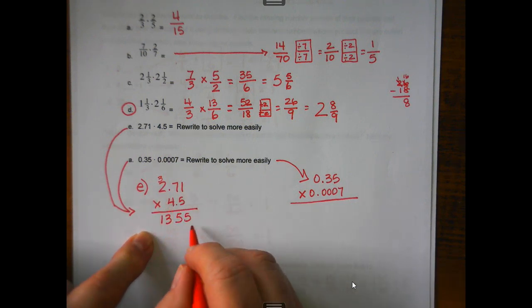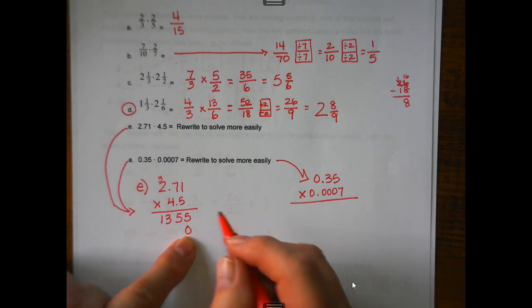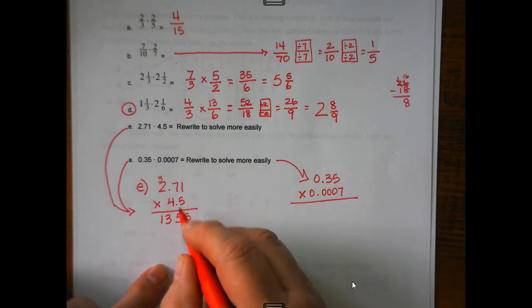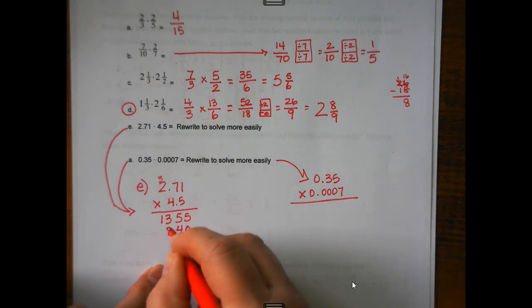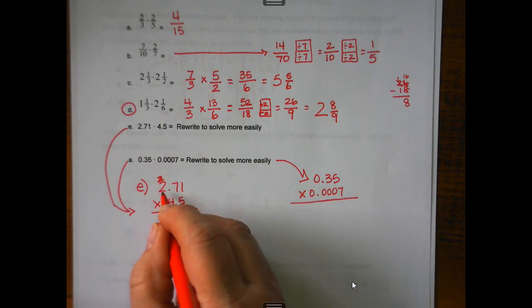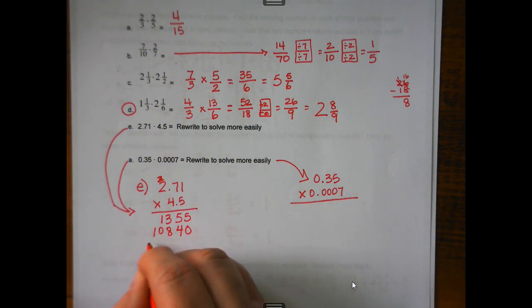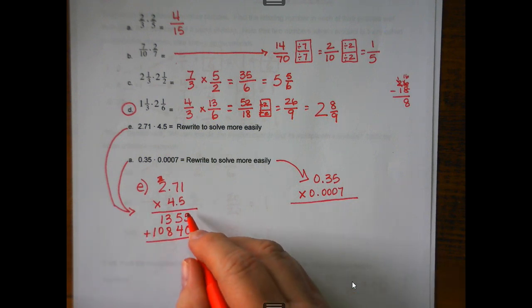Now I'm moving over into the next place of my number, so I'm going to put a 0 down here for my placeholder. 4 times 1 is 4. 4 times 7 is 28, carry the 2. 4 times 2 is 8, plus 2 more is 10. I'm not done. I need to go ahead and add this up.